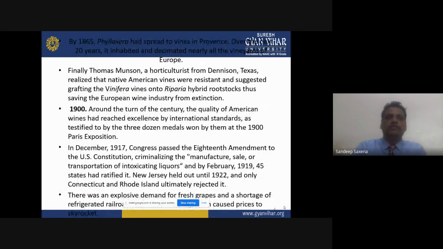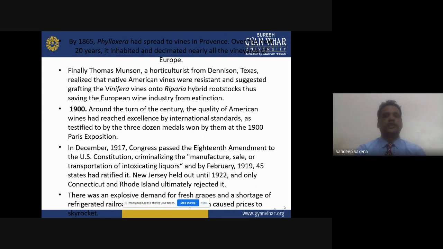By 1865, phylloxera had spread to vines in Provence. Finally, Thomas Munson, a horticulturist from Denison, Texas, realized that Native American vines were resistant and suggested grafting the Vinifera vines onto Riparia hybrid rootstock, thus saving the European wine industry from extinction. Around the turn of the century, the quality of American wine had reached excellence by international standards, as testified by the medals won at the 1900 Paris Exposition.